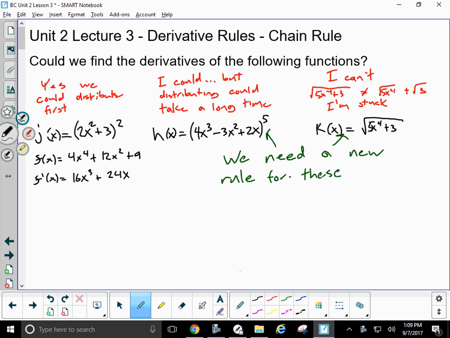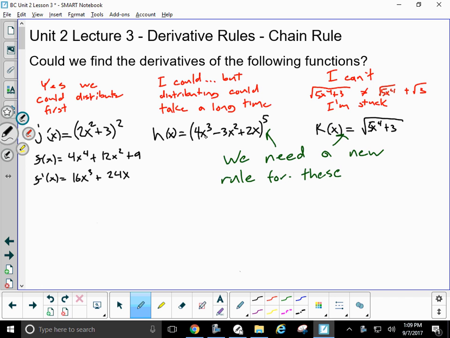All right, we look at these three functions, and the question is, can we take the derivative of them? Can we find the tangent slope generator of them? And j of x here, (2x squared plus 3) squared, you know we can distribute this one first and then take the derivative, no problem. But h of x and k of x, we have problems.